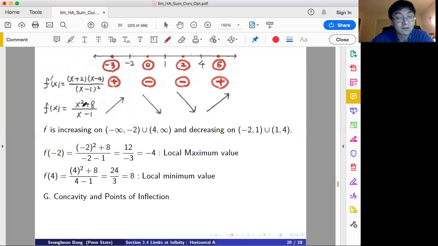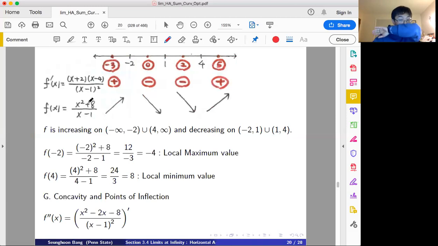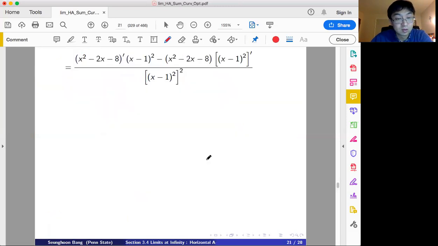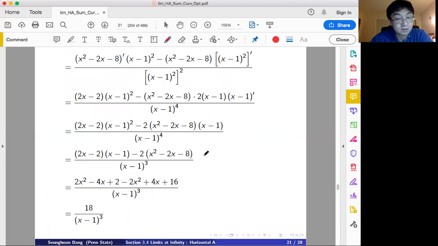You can check concavity. How can you check concavity? With the second derivative. The first derivative is here: x squared minus 2x minus 8 over x minus 1 squared, and take the prime. It's like a second derivative. You can use the quotient rule. I don't calculate it; the calculation is up to you, but it's not difficult. So we have it like this.